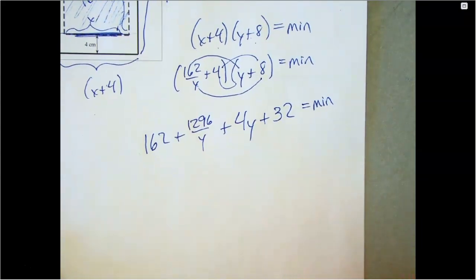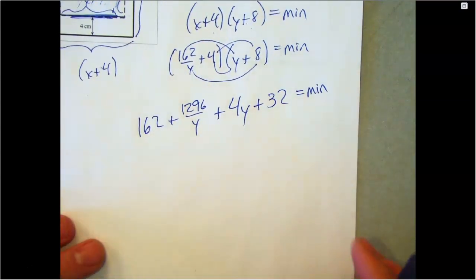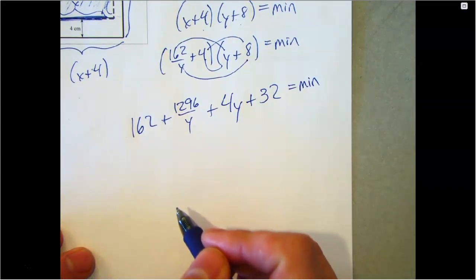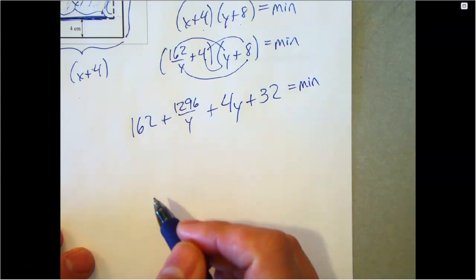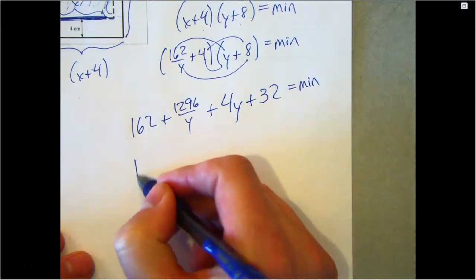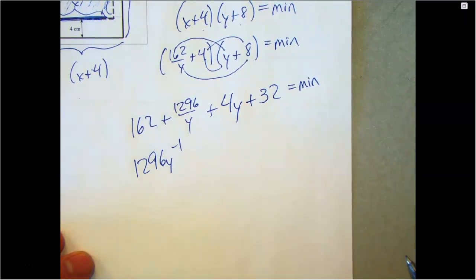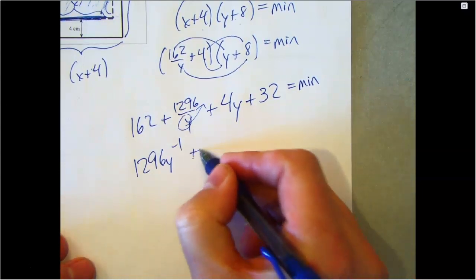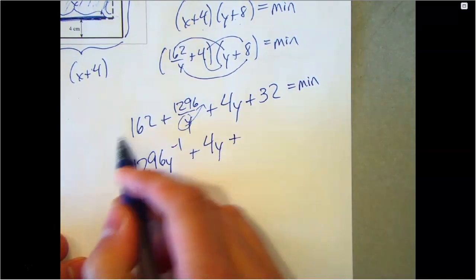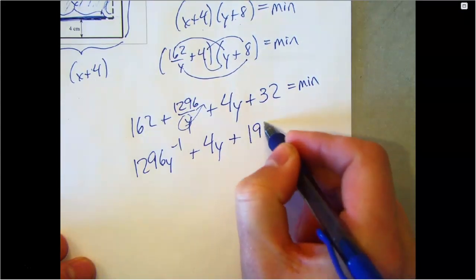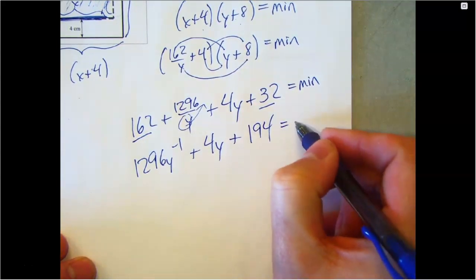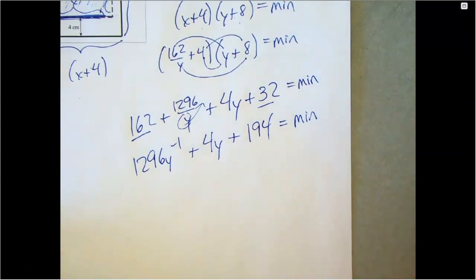So now I'm going to put it as y to the negative first, because I got to take the derivative. Can you give me a second? I'm getting there. So this is 1296 y to the negative first, right? I'll bring this up, which I'm doing because I'm going to have to take the derivative of plus 4y, and then it's actually plus 194, right? Those two you can add together. And is this equal to min or 0? Min. Finally, yeah.